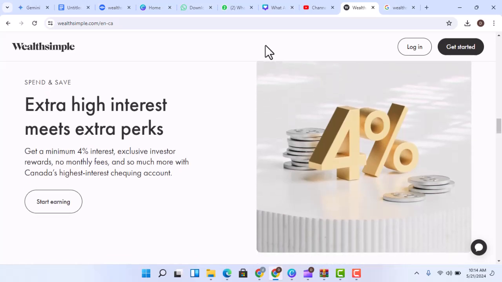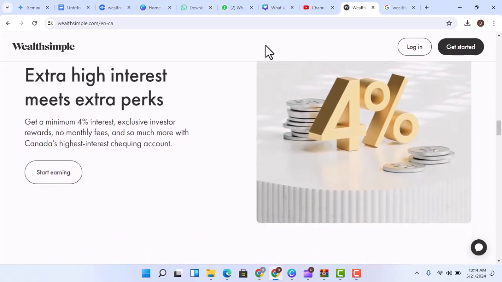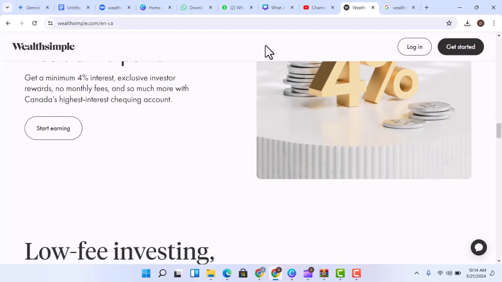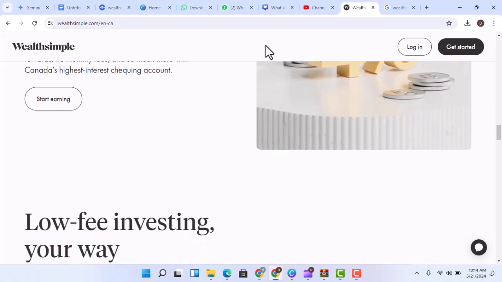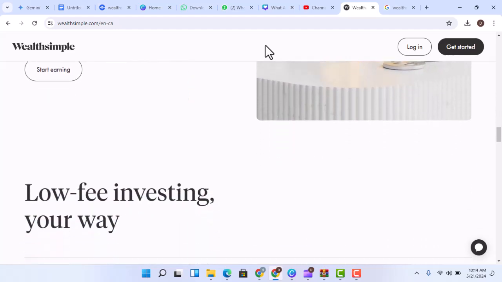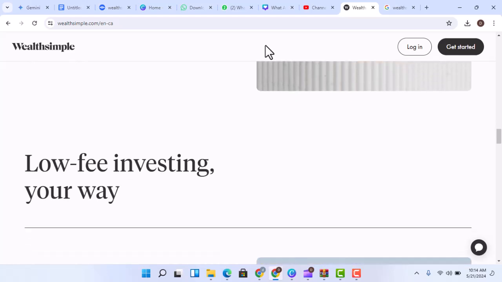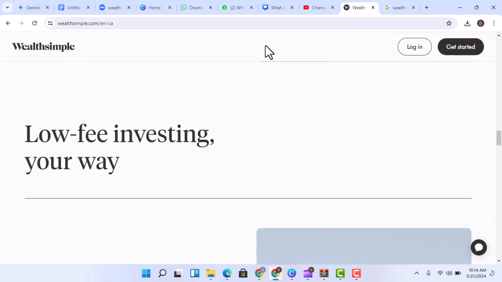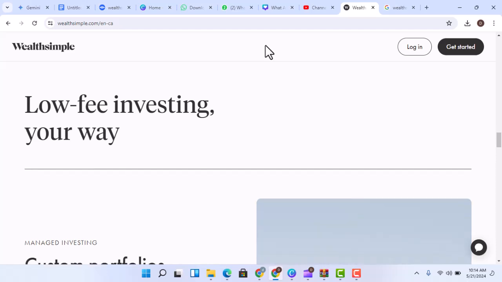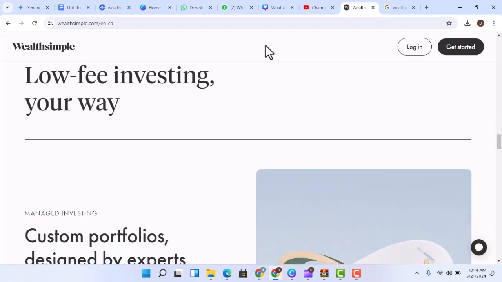Comparison with traditional brokers. Now that we've covered Wealthsimple's fees, let's compare them to traditional brokers. Traditional brokers often charge a commission per trade, which can add up quickly. However, traditional brokers may offer more advanced features and research tools.